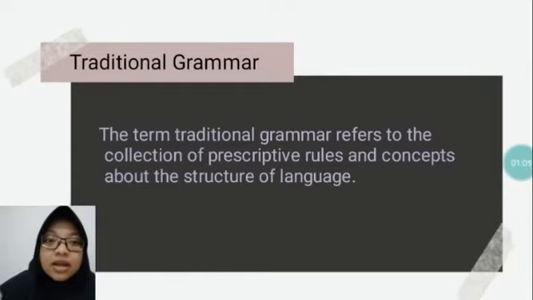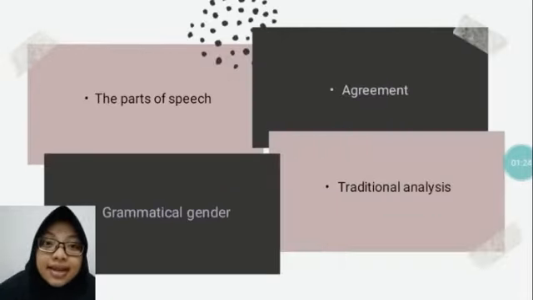The term traditional grammar refers to the collection of prescriptive rules and concepts about the structure of language. Traditional grammar consists of 4 points, that is, the parts of speech, agreement, grammatical gender, and traditional analysis. The parts of speech consist of noun, article, adjective, verb, adverb, preposition, pronouns, and conjunction.